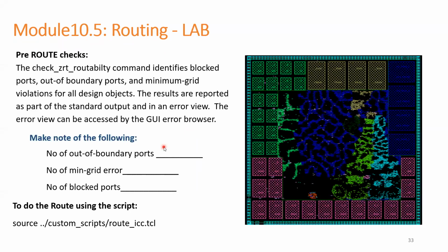In ICC, we need to run check ZRT routability. Using this command, we can find out if there is any signal that we can't route, if there is any overflow, or if there is any congestion. So using this command, we can tell whether the design is routable or not.